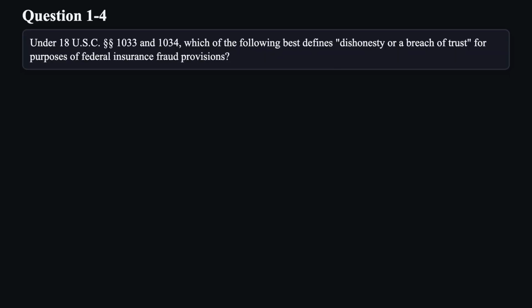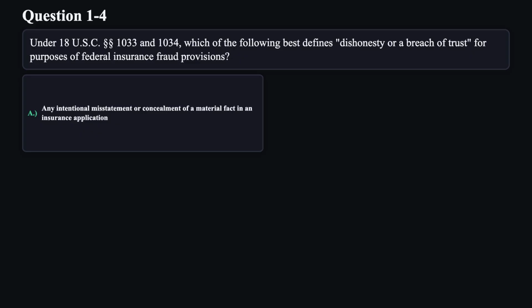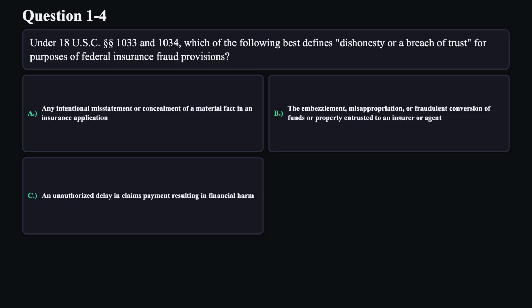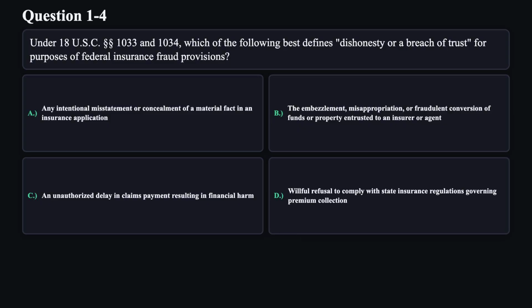Question 4. Under 18 U.S.C. sections 1033 and 1034, which of the following best defines dishonesty or a breach of trust for purposes of federal insurance fraud provisions? A. Any intentional misstatement or concealment of a material fact in an insurance application. B. The embezzlement, misappropriation, or fraudulent conversion of funds or property entrusted to an insurer or agent. C. An unauthorized delay in claims payment resulting in financial harm. D. Willful refusal to comply with state insurance regulations governing premium collection.